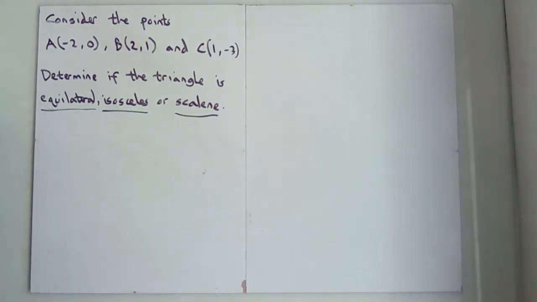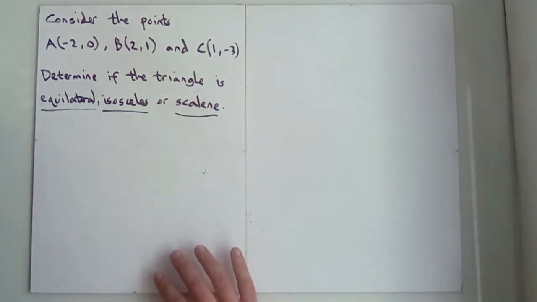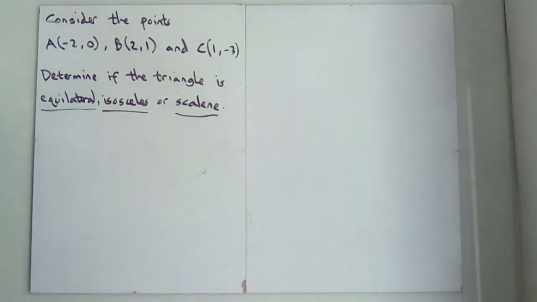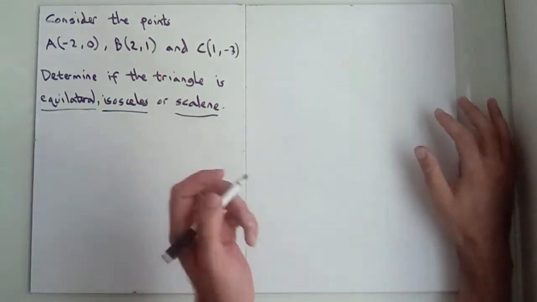So, what we're going to have to do is find all three lengths in this triangle. So we're going to need AB, AC, and BC. So probably we're going to need to know the distance formula. So let me write that down.